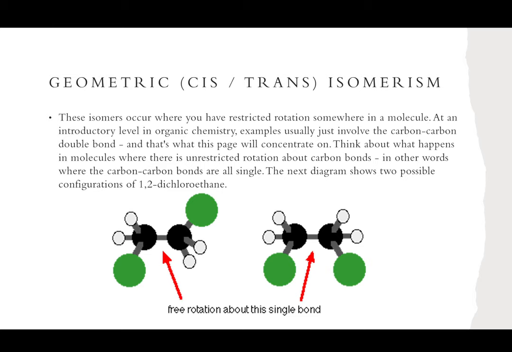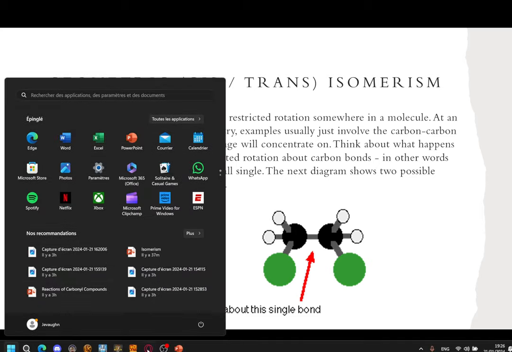Because I want everybody to have an understanding of conformational isomerism as well as geometric isomerism from a simple explanation. And I think I'm running out of nitrogens. Hopefully I have enough nitrogen. All right, so I'm going to turn on my camera and explain why this is like that.